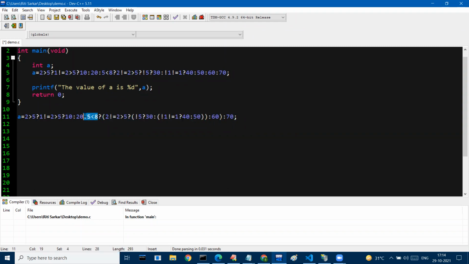5 less than 8. Then I'm suddenly getting a colon. So that means from here, this is my expression 1. 5 greater than 8 is the expression 1. For that, this is the expression 2. And then this part is the expression 3.